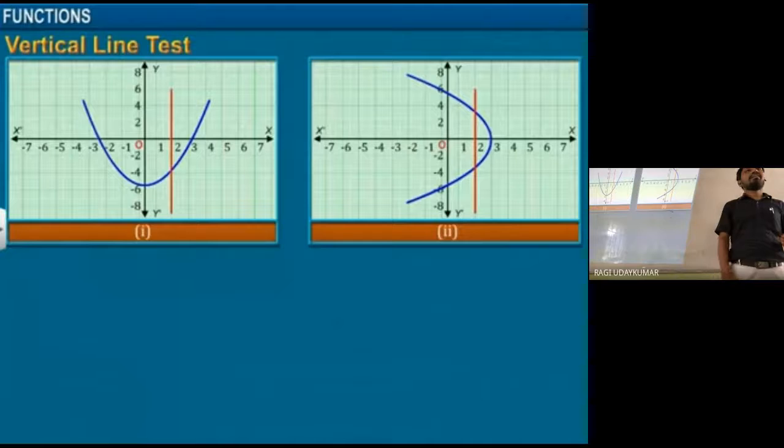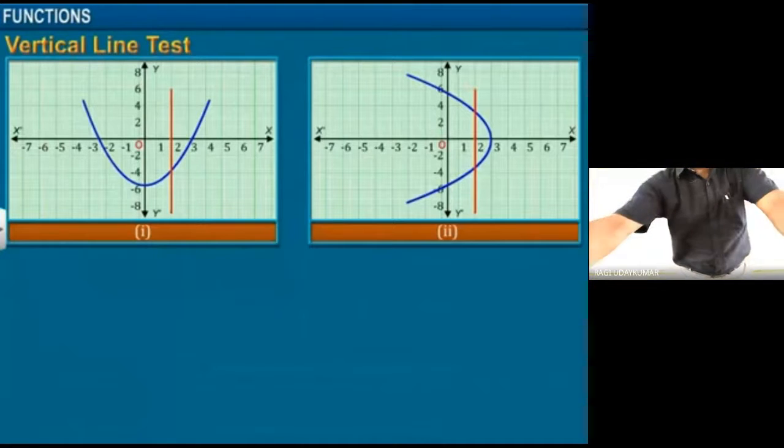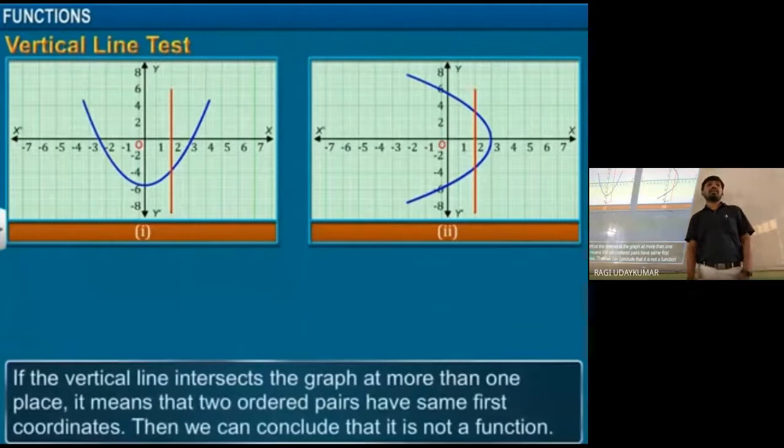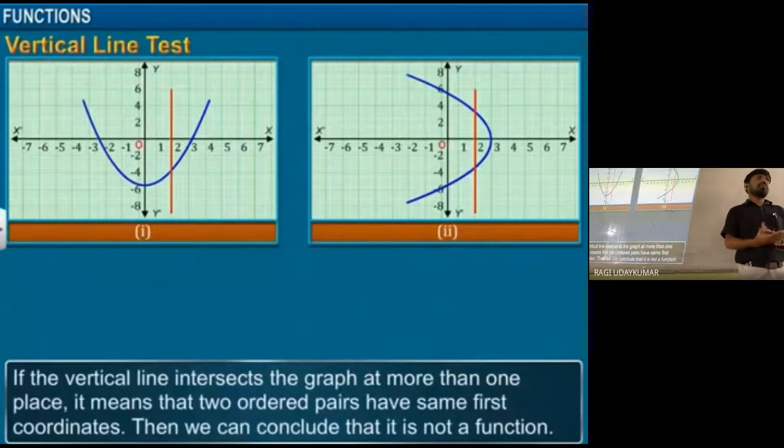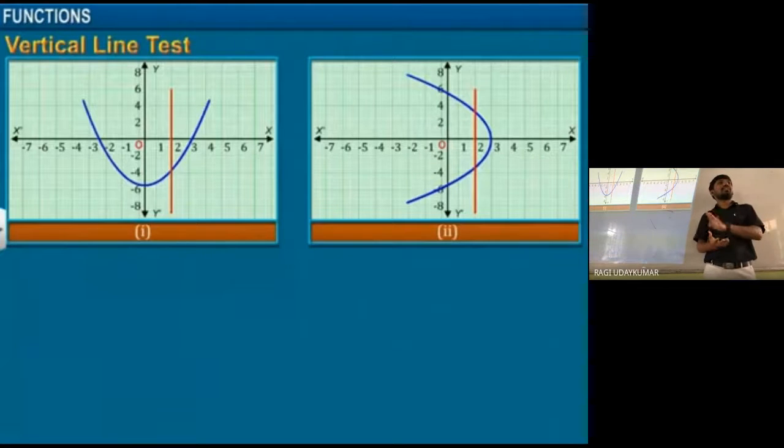So in the first case it is a function, in the second case it is not a function. The vertical line test says that if a line is drawn and it intersects the curve at 2 points, then it is not a function. If it is touching at only one point, it is a function. So if a vertical line intersects the graph at more than one point, not only 2 points, then 2 ordered pairs have the same first coordinate, and we can conclude that it's not a function.